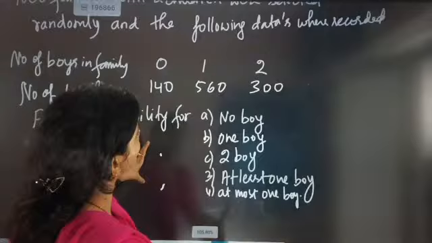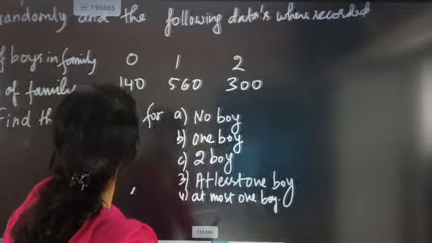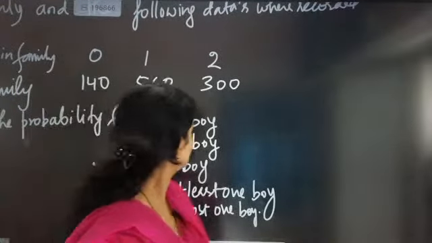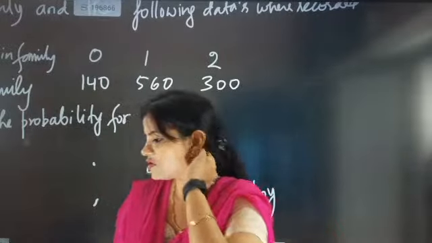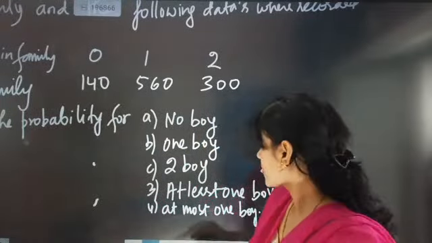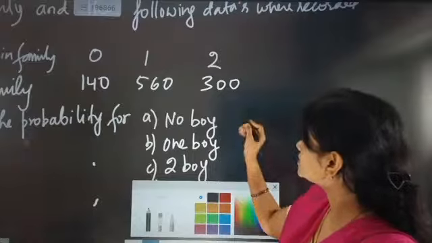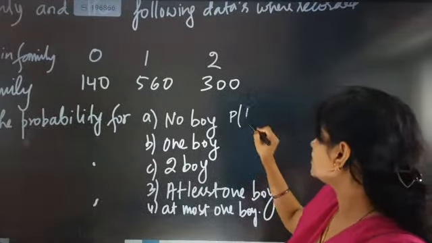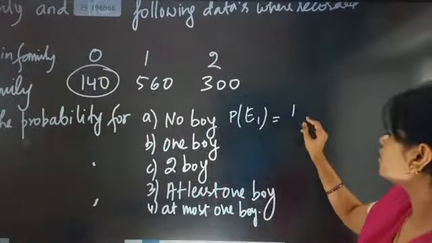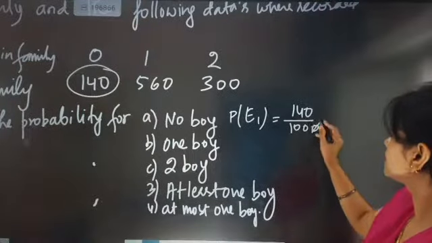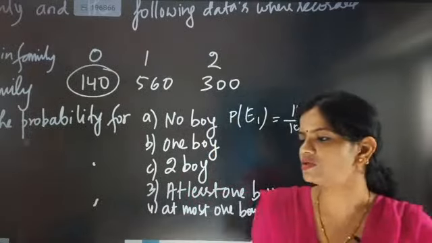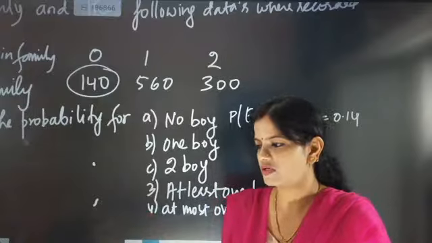They checked for 1000 families. Since they checked for 1000 families, we have to go like that only. So the probability of getting no boys, the event of getting no boys, means both girls. So 140 by 1000, which comes as 0.14. Absolutely correct answer for the first one. It means both the children are girls.